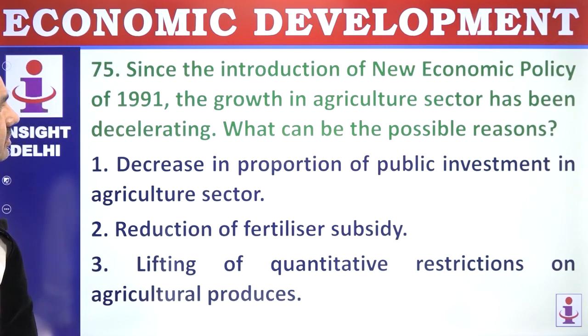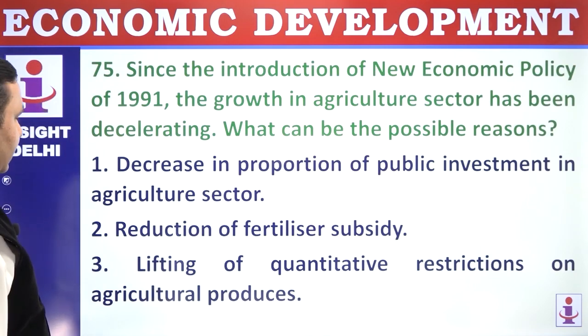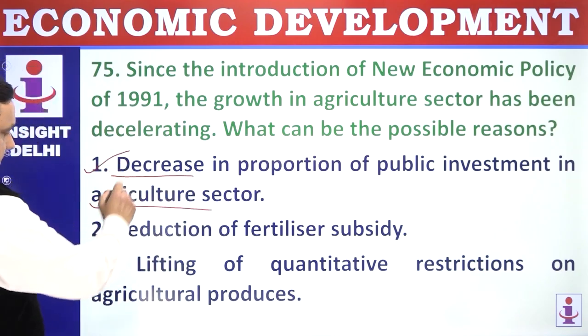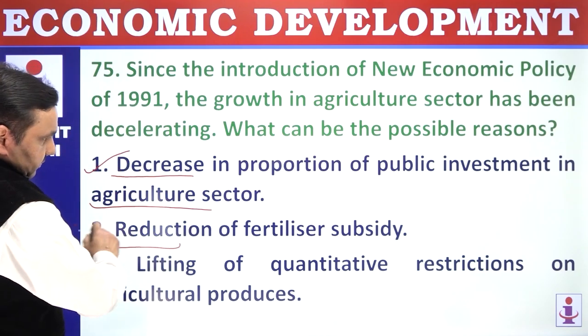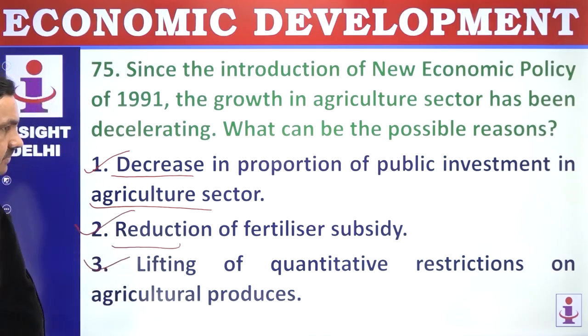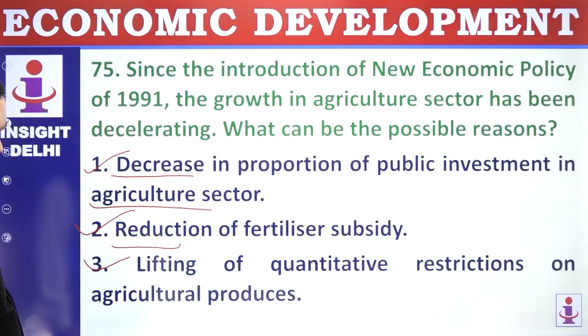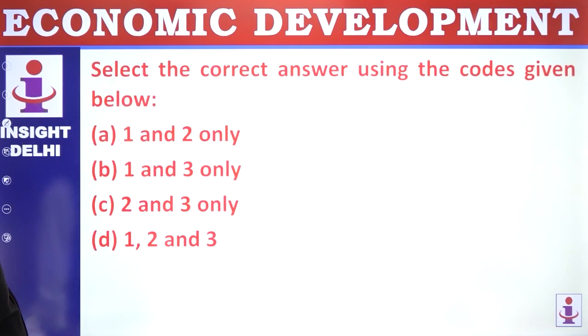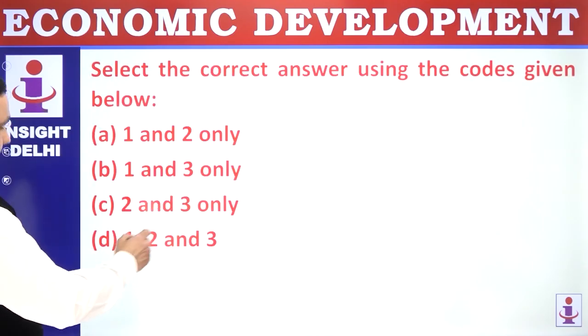Since the introduction of new economic policy in 1991, the growth in agriculture sector has been decelerating. Why? Decrease in proportion of investment, that is correct. Reduction in fertilizer subsidy, that is correct. Lifting of quantitative restrictions on agriculture imports, that is also there because imports are coming. Our agriculture sector is facing troubles. So they're correct.